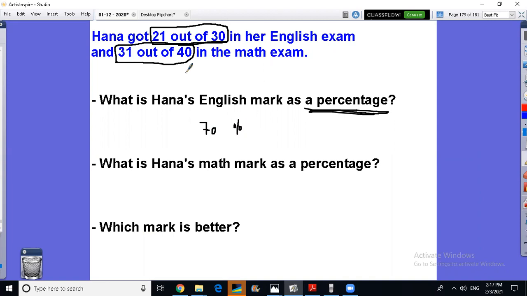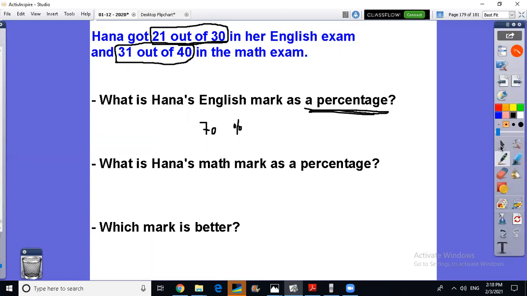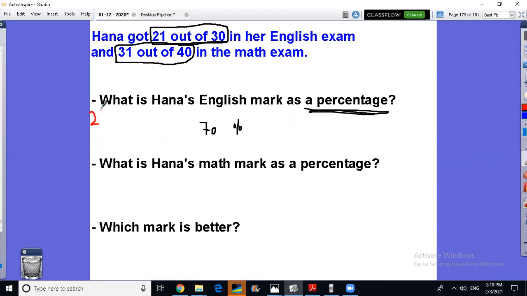Oh, Mr. Again, what did you do? I did on the calculator 21 divided by 30, not 30 divided by 21. So it's always this way, 21 divided by 30. And the answer, we multiplied by 100. Will give you the 70. You can try it on your calculator right now and see it will give you 70%.